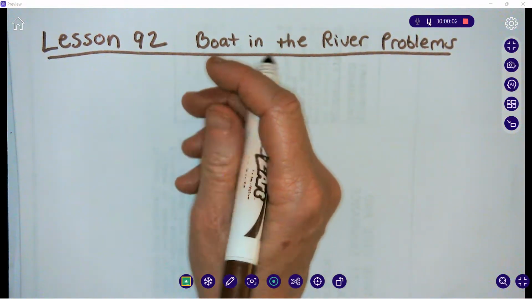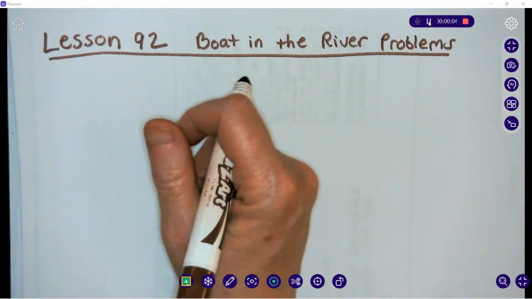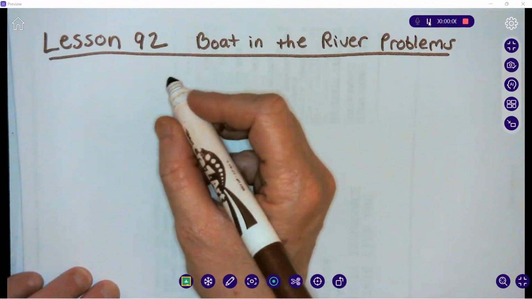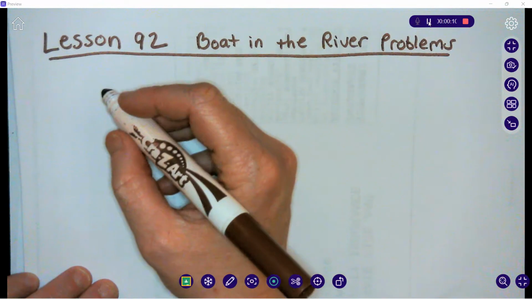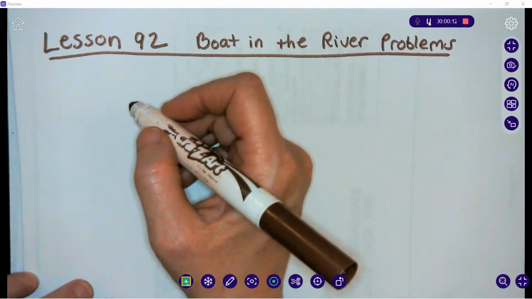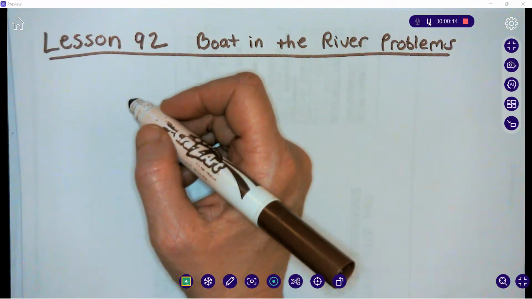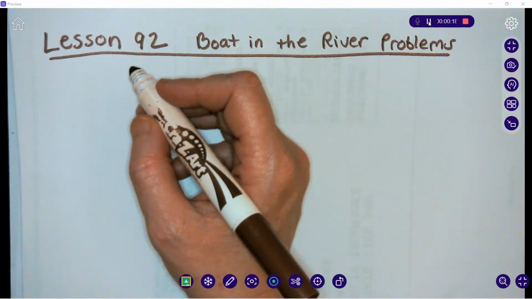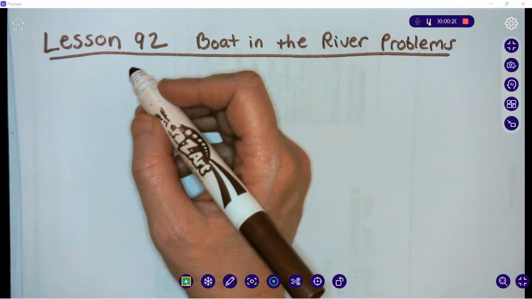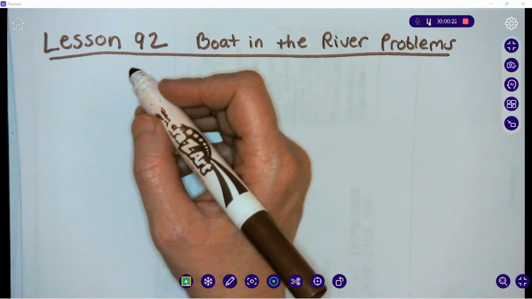Our next lesson is the boat in the river problems that I've been telling you about all semester. So we're just going to dive right in. All right, they're not as hard as maybe I had mentioned before, but it is a lot of different variables. In these equations, there are 6 unknowns, and so sometimes that part gets a little tricky.